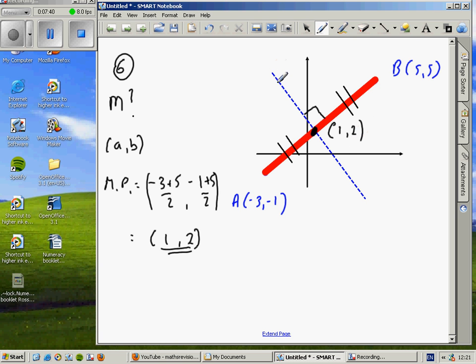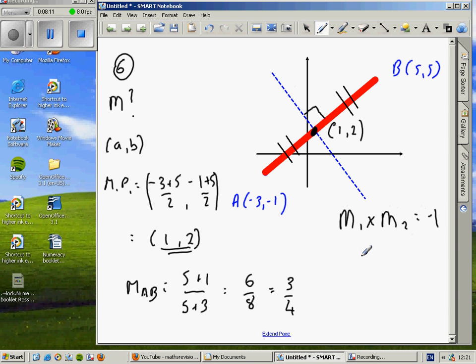We can find the gradient of the perpendicular bisector by first of all finding the gradient of AB. So the gradient AB is y2 minus y1, 5 subtract minus 1, which is 5 plus 1, over 5 subtract minus 3, which is 5 plus 3. That's 6 over 8, which simplifies to 3 over 4. Now, thinking about perpendicular lines, m1 times m2 equals minus 1, and therefore the gradient of the perpendicular bisector, flip 3/4 over and invert the sign, is minus 4 over 3. We've now got the two things we need.